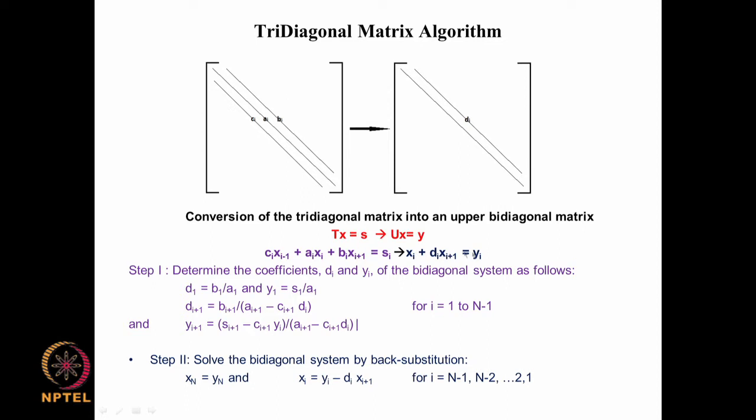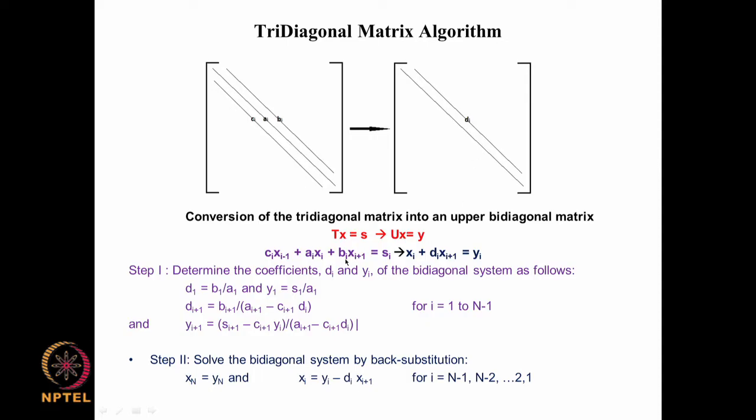It is essentially one multiplication and subtraction. So you know xi plus 1, multiply that by di, and then yi minus di times xi plus 1 will give you xi. So the evaluation of the solution after it is converted to Ux equal to Y is pretty straightforward.